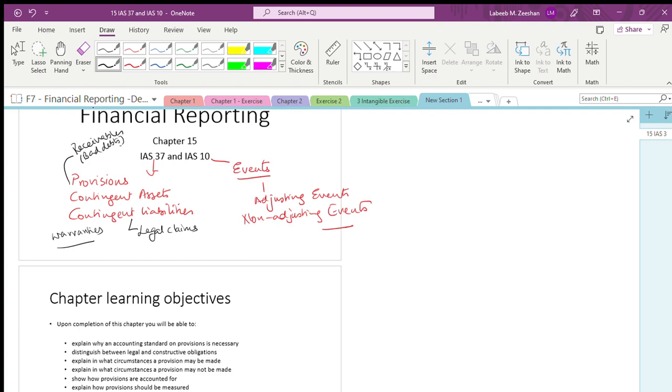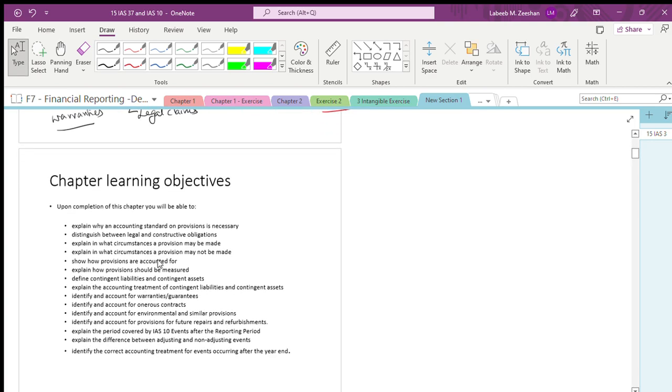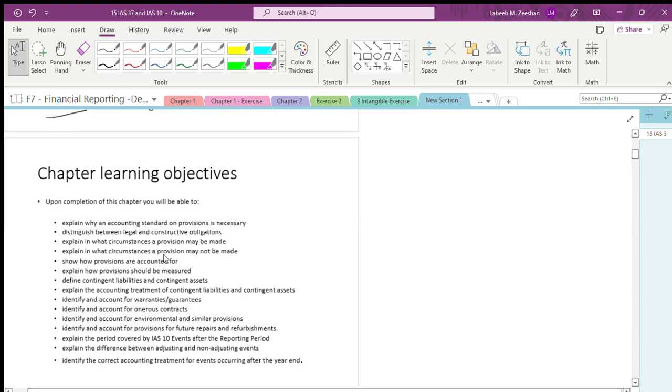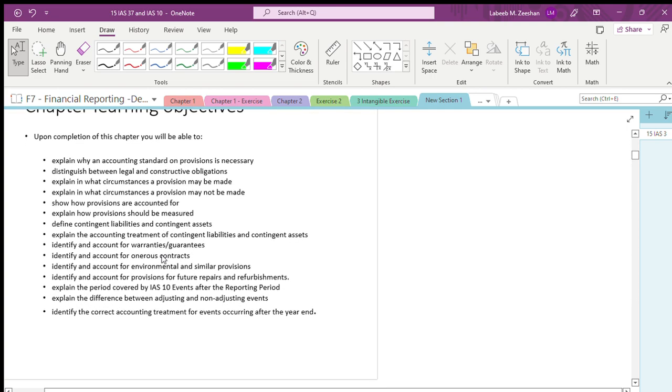Theoretical questions will be more on this. I have reviewed the question papers, and I came to know that there is a lot of theory on this, with very few calculation questions. Explain why an accounting standard for provisions is necessary. What are the legal obligations and what are the constructive obligations?